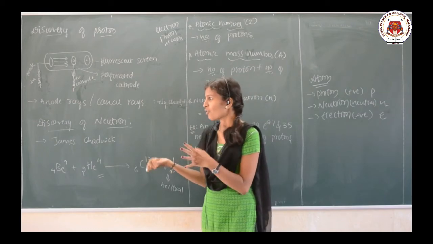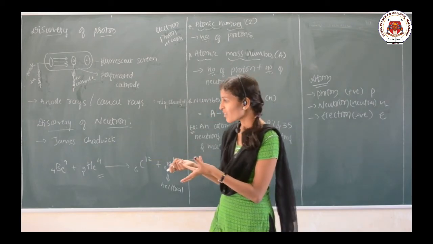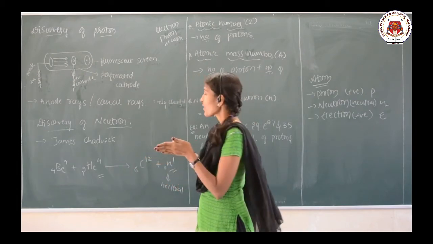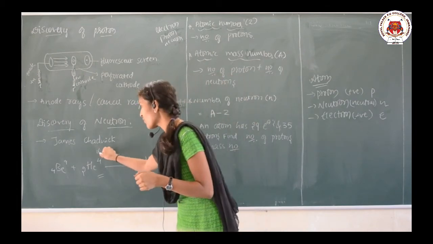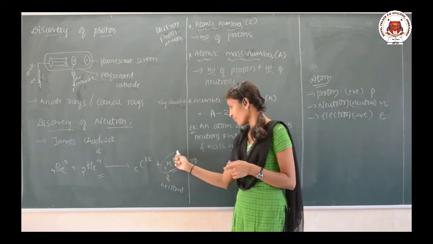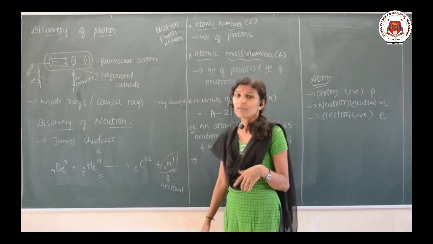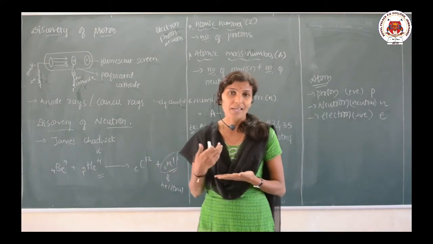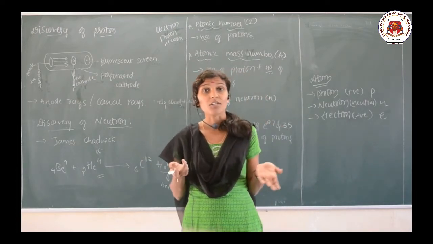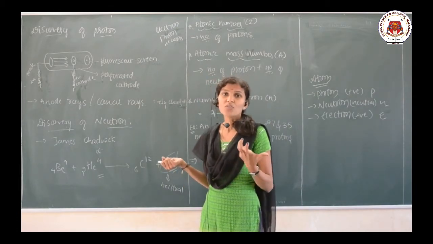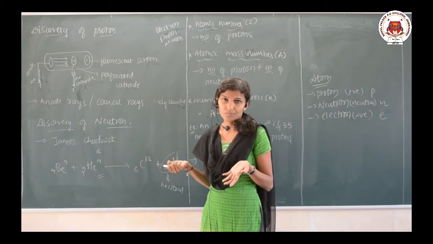Okay, and then how does the discovery of the neutron take place? When a thin sheet of beryllium is bombarded with alpha particles, which are helium nuclei, a particle is generated. That particle is not deflected by an electric field or by any magnetic field. So it is completely neutral.